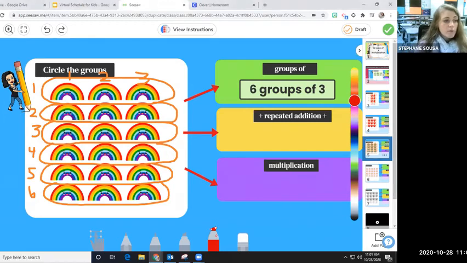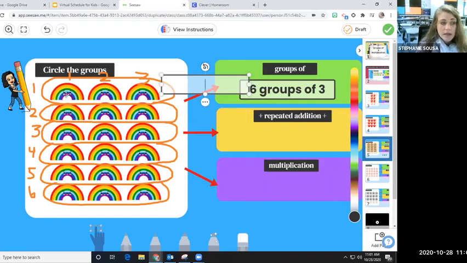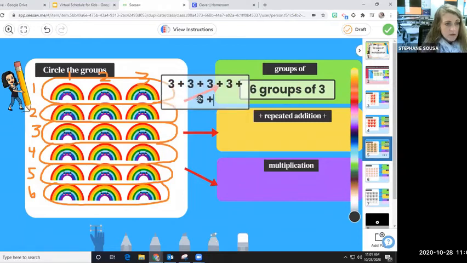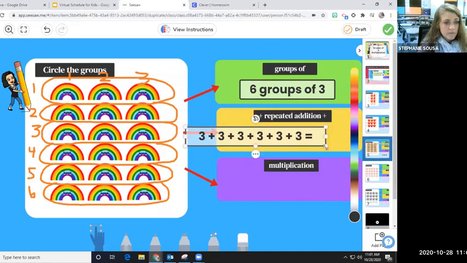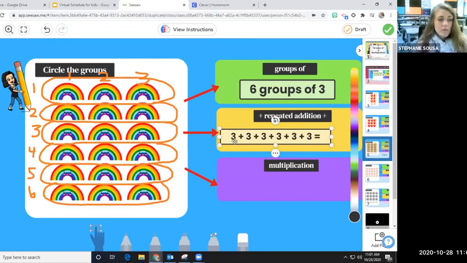Okay. Our repeated addition sentence is going to be how many items are in each group, the same number of groups we have. So we have 3 in each group, and we have 6 threes. 2 threes, 3 threes, 4 threes, 5 threes, 6 threes. I have 1, 2, 3, 4, 5, 6 threes.